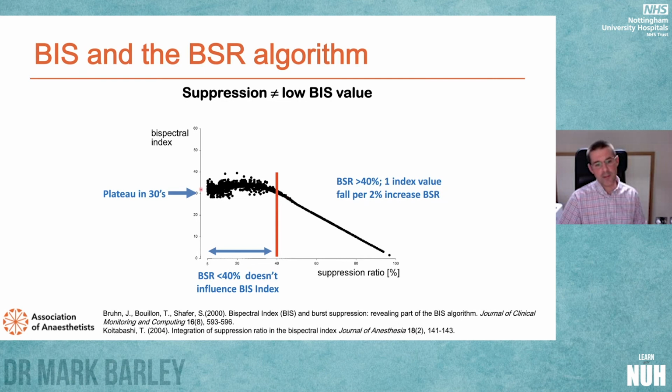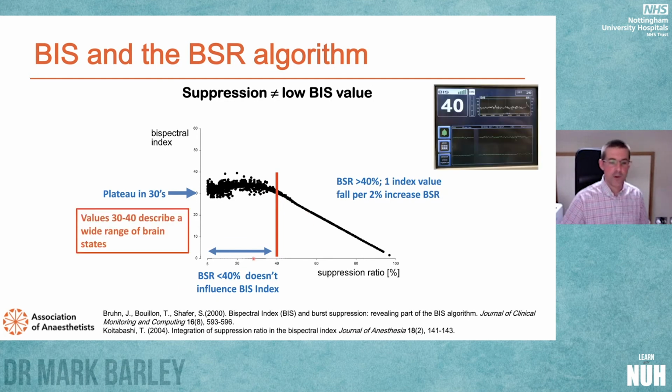There's a plateau range in between 30 and 40. When we get over 40, we'll see a 1 index value reduction for every 2% increase in burst suppression, this linear decay. And as I say, there's a great area of values between 30 and 40 which describe a huge range of brain states, and why you can see things like this.